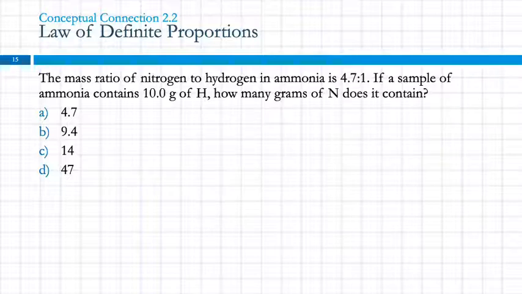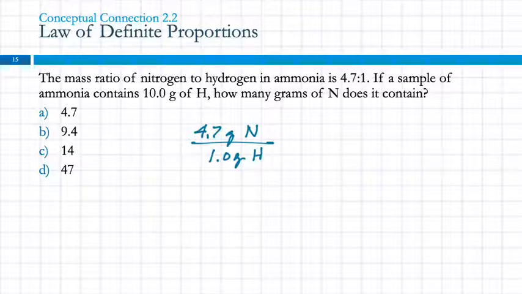So the mass ratio of nitrogen to hydrogen in ammonia is 4.7 to 1. We shouldn't remember that or know that, it's just telling us that. So if a sample of ammonia contains 10 grams of hydrogen, how many grams of nitrogen does it contain? What this is saying is that there are 4.7 grams of nitrogen for every 1 gram of hydrogen.